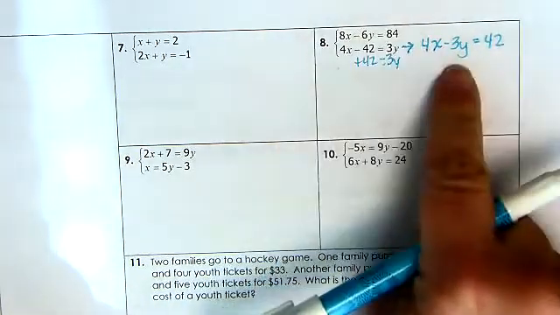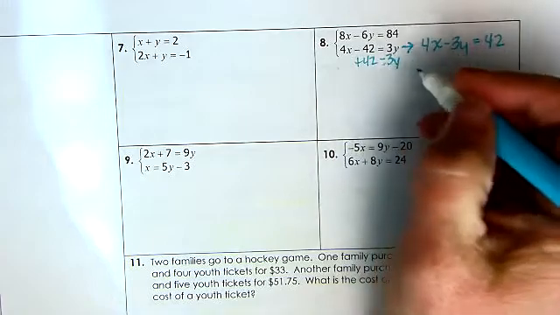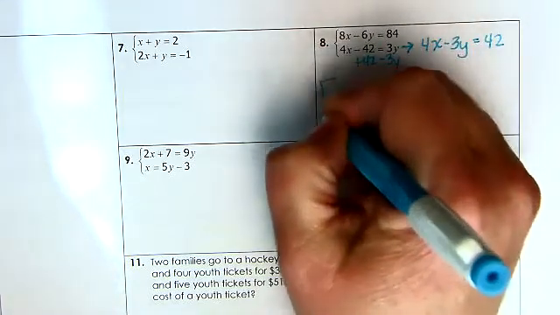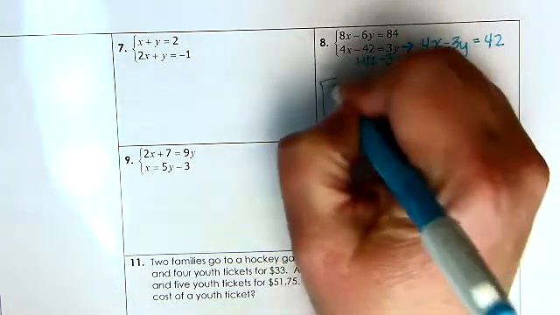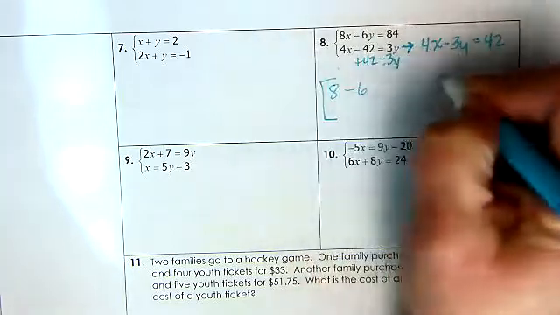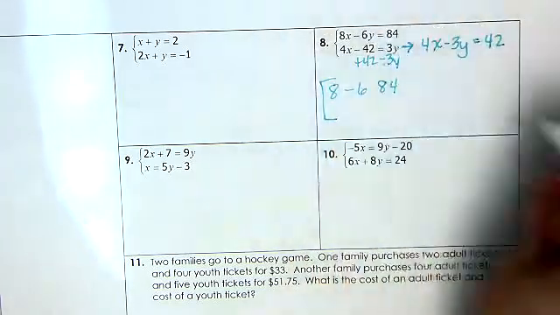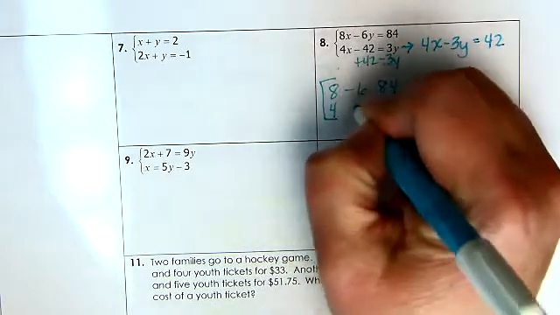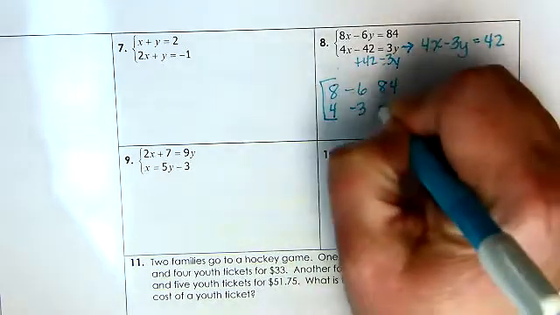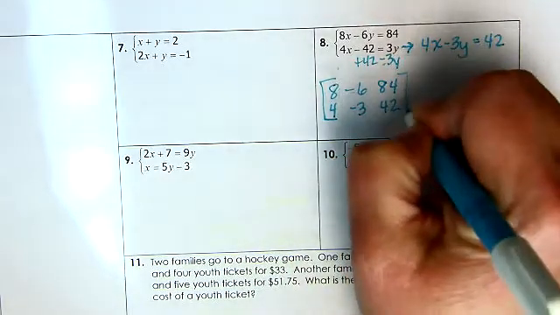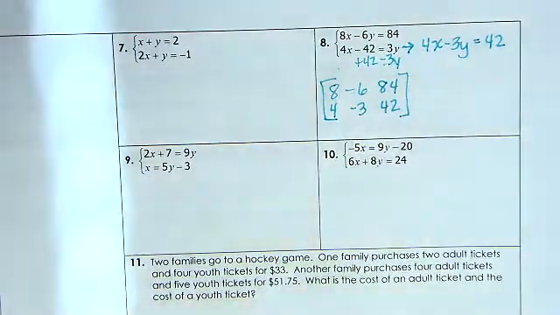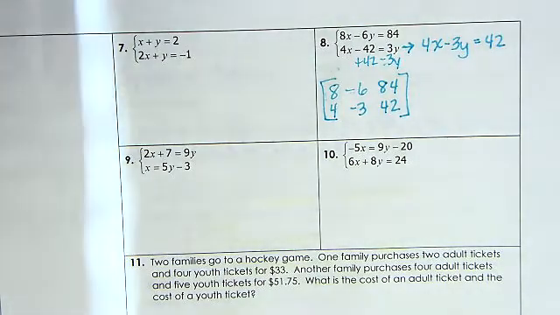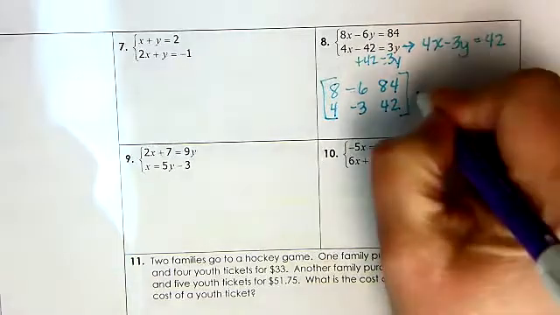These are the two equations that I'm going to use. Okay, so now write my matrix. So I have 8, -6, 84, 4, -3, 42. Some of you may notice something about what I could do to the equations, or you might have some observations at this point, and that's okay.